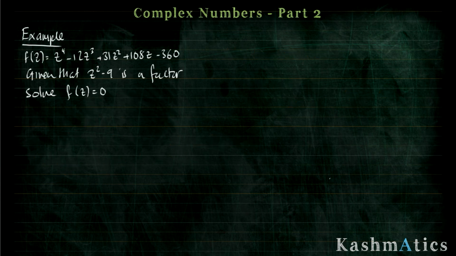And one last example: z to the power 4 take away 12z cubed plus 31z squared plus 108z take away 360. Given that z squared minus 9 is a factor, solve f of z equals 0. Okay, so what we need to do first is some polynomial division, so let's just set this up. So we've got z to the power 4 take away 12z cubed plus 31z squared plus 108z take away 360, all divided by z squared minus 9.